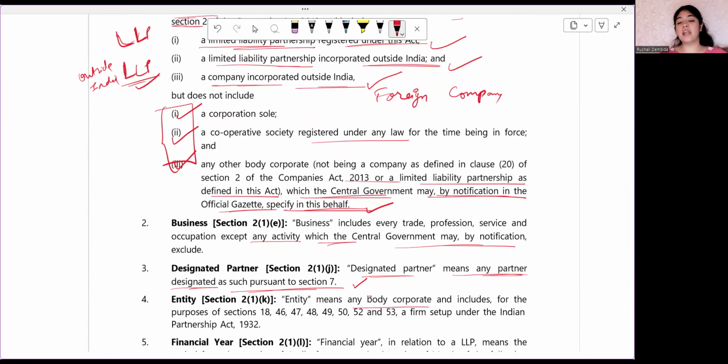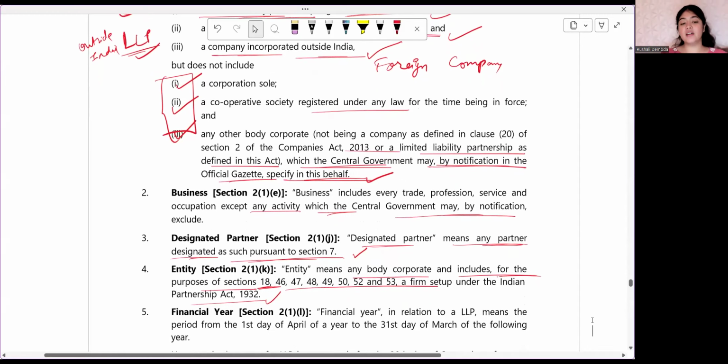Entity. Entity means what? Any body corporate and includes, for the purpose of sections 18, 46, 47, 48, 49, 50, 52 and 53, a firm set up under the Indian Partnership Act 1932. So entity means any body corporate and also includes these sections that a firm set up under the Indian Partnership Act. So we will be seeing those sections too.